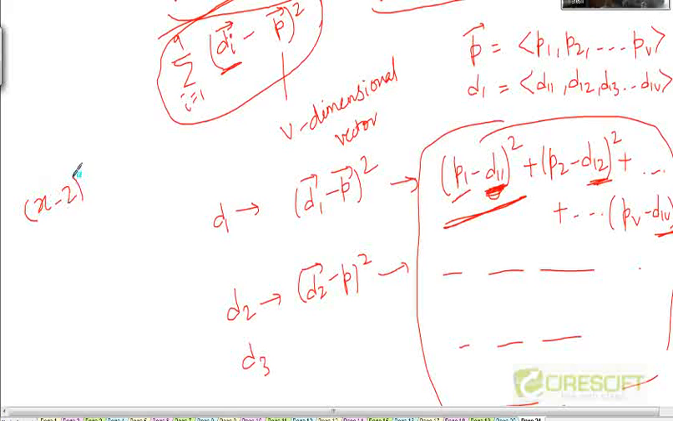Suppose I have, let's just remember your basic calculus. Suppose I have this function (x - 2)^2 + (x - 4)^2 + (x - 6)^2. Let's say this is the function f(x). What should the value of x be so that this is minimized? How do you compute that?